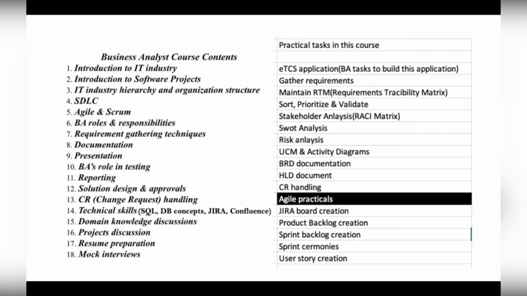It's not just a theoretical session where you can just listen to everything and go back and experiment with them in the real world. We are going to do the practical things as well.